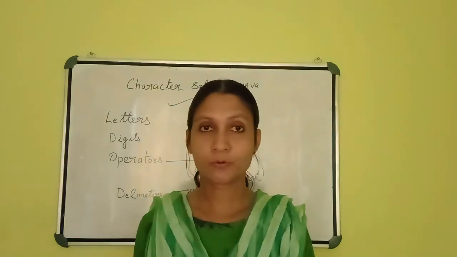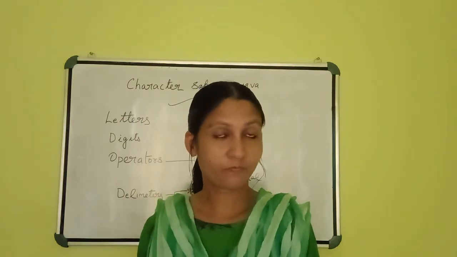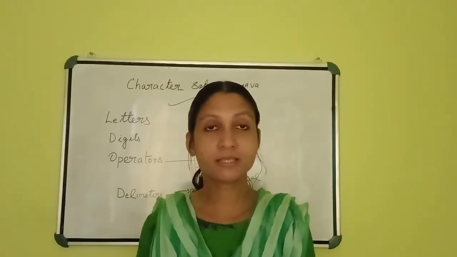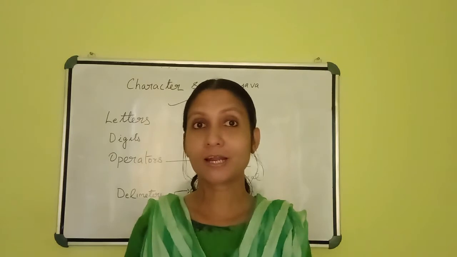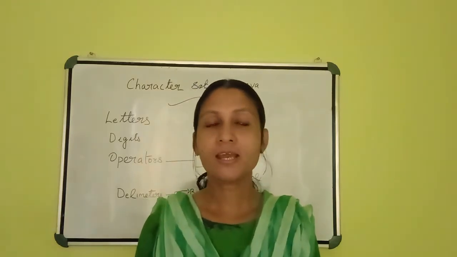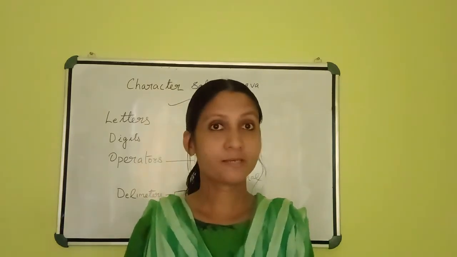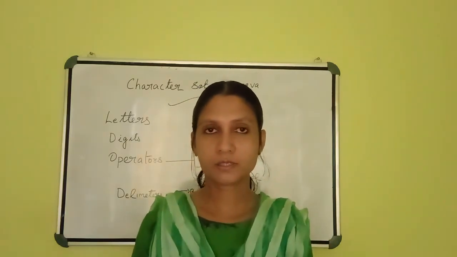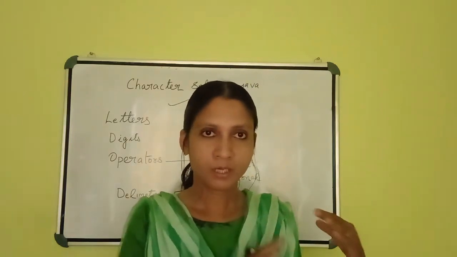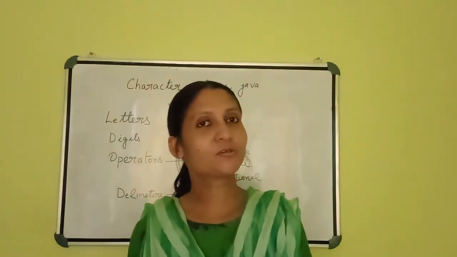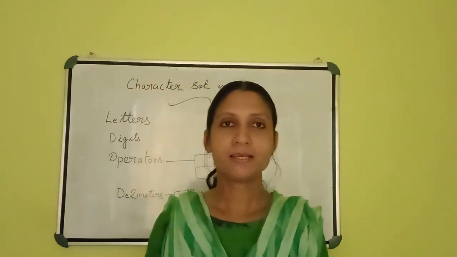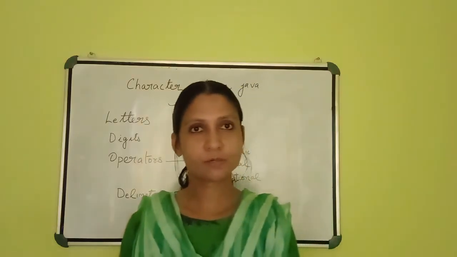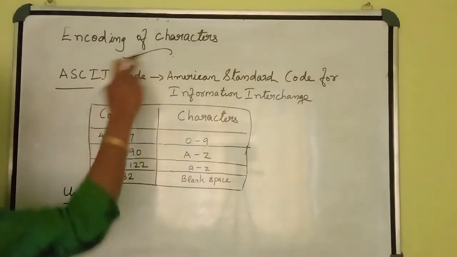When we write a program or solve problems, we take the equivalent ASCII code value of that particular character, because you have to focus on that ASCII code value. Here the encoding is happening, that means our characters will be converted into numeric form. Let's check the different types. There are two types of encoding of characters.